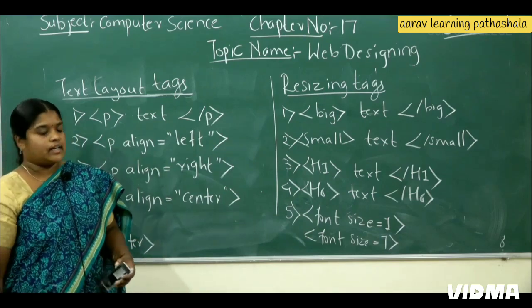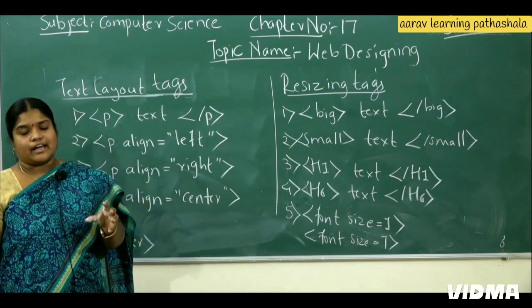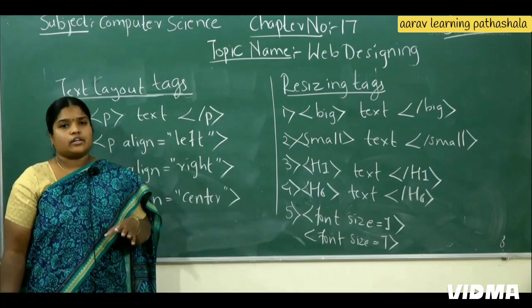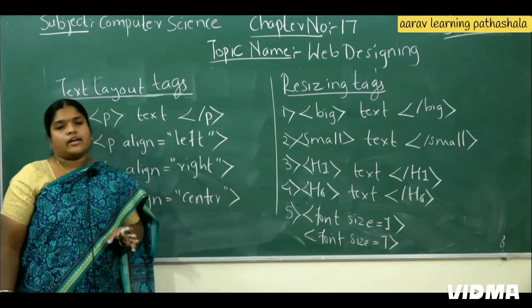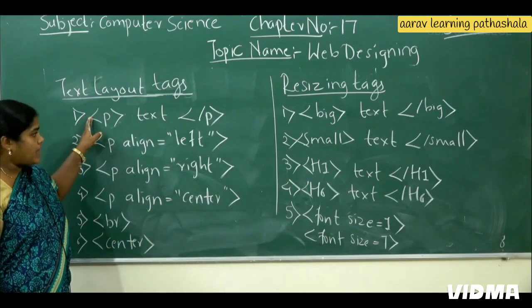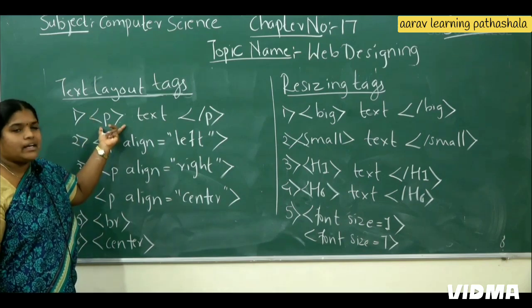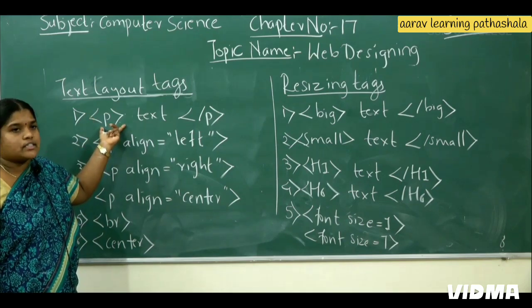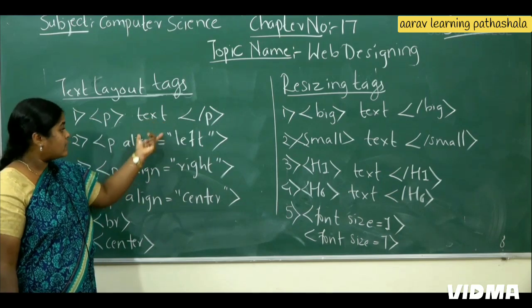Next one is center tag. Any content included in this particular tag will be aligned to the center of the web page. So these are some of the text layout tags. So here altogether we have seen paragraph tag with different variations. Here p tag is used. So in this case, whatever text that is included, it will be displayed in form of paragraph.